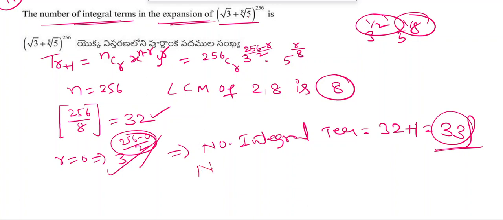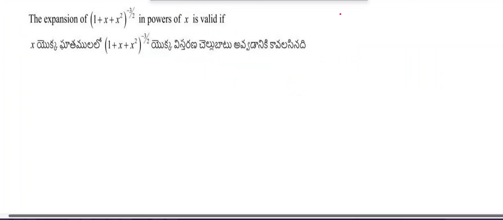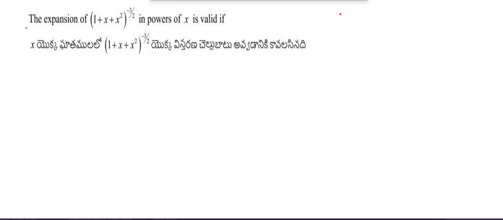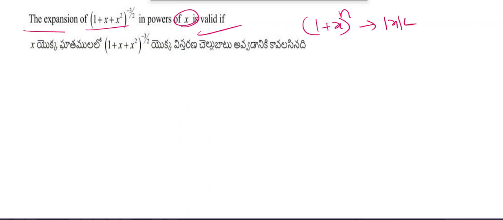And the number of terms in the expansion is equal to 256 plus 1. This is a question from the binomial theorem. The expansion of (1 plus x square) whole power minus 3 by 2 in powers of x is valid. We know that the binomial expansion (1 plus x) whole power n is valid when mod x is always less than 1.